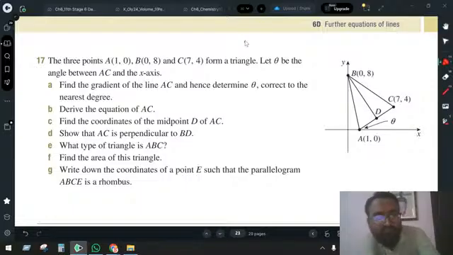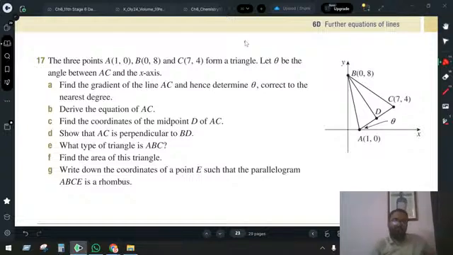What is the question? The 3 points A (1, 0), B (0, 8) and C (7, 4) form a triangle. Let theta be the angle between AC and the x-axis. Find the gradient of the line AC and hence determine theta correct to the nearest degree.